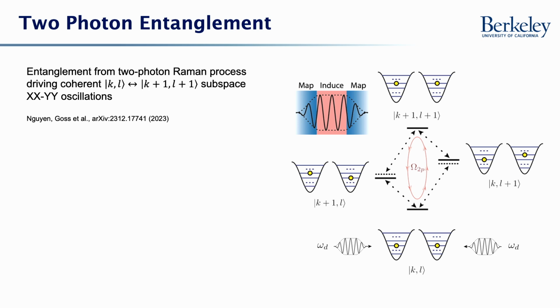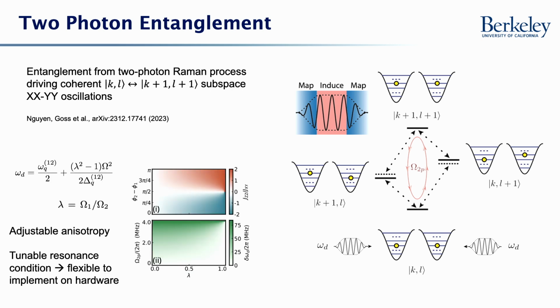between some intermediate state. Here we just drive between two intermediate states. And if we can do this in our qudit, we should be able to realize KL to K plus 1, L plus 1, XX minus YY-like oscillations via this physics, where again, we have to perform this Floquet mapping where we adiabatically map ourselves to the space where this transition is actually achieved.